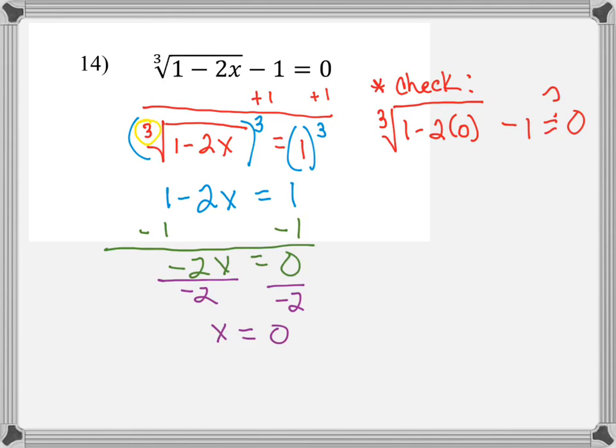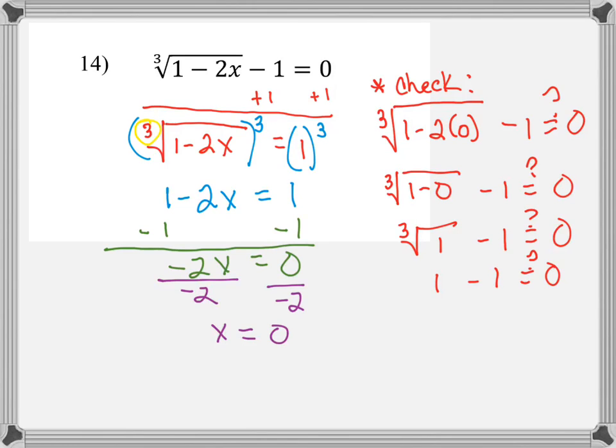So the cube root of 1 minus 2 times 0, minus 1, does that equal 0? The cube root of 1 minus 0, minus 1, does that equal 0? The cube root of 1, minus 1, does that equal 0? The cube root of 1 is 1, so 1 minus 1, does that equal 0? 0 equals 0, so yes, our solution is x equals 0.